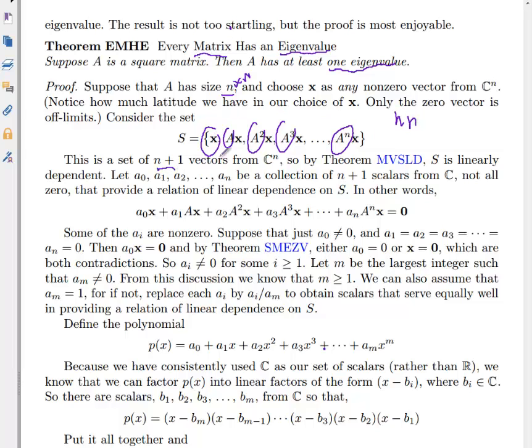What does that mean? N plus 1 vectors in C^n. That should ring some bells. The dimension of C^n is n, so you can't have more than n linearly independent vectors. These vectors are linearly dependent. So if they're linearly dependent, we can form a linear dependence relation. Here's our linear dependence relation. I don't know what the constants are, but I do know that there is a linear dependence relation, and some of these must be non-zero because I have to have a non-trivial linear dependence relation.